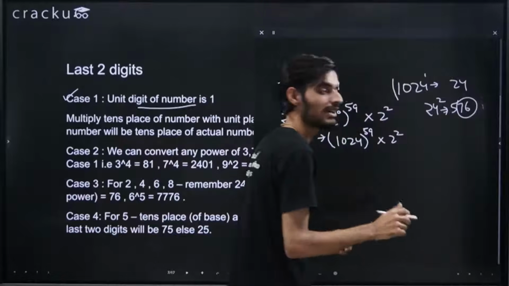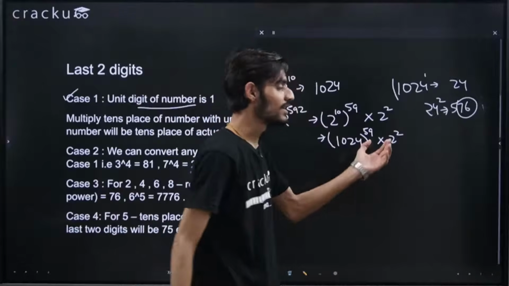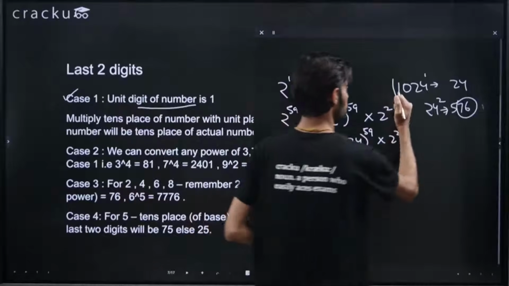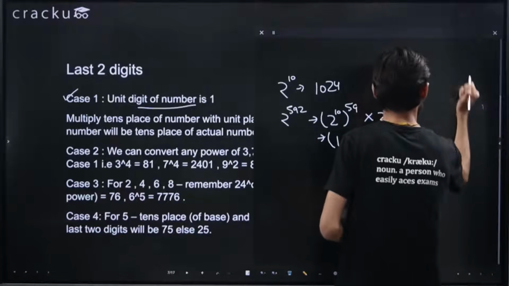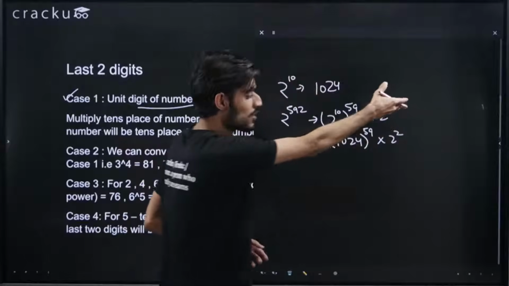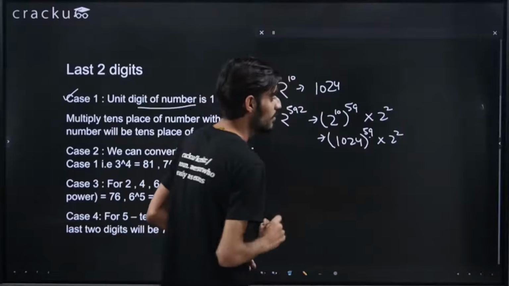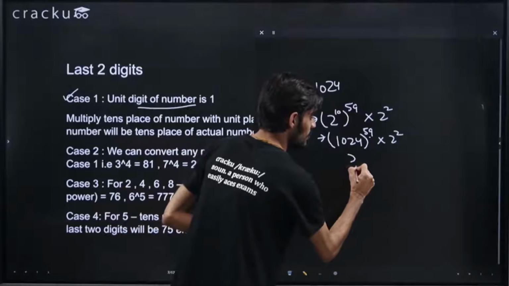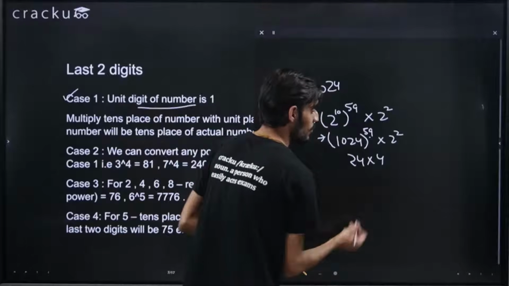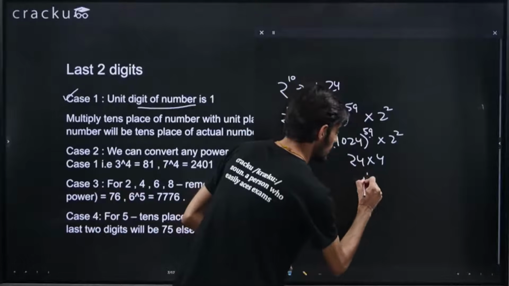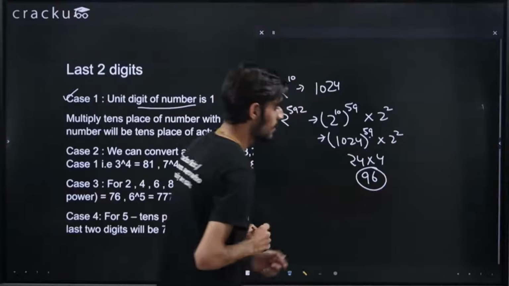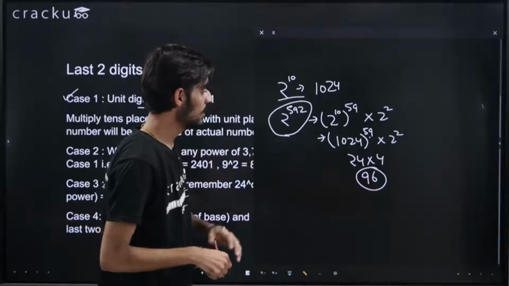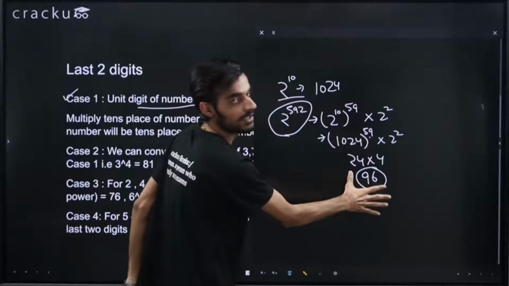You can check it by taking a few values, and of course you will be starting with some smallest value so that you are not left with calculating larger values. So I think you can remember that, or you can do them in calculation also. Because this is an odd number, 1024 raised to power odd number will be 24 only. So this will be 24 multiplied by 4. This will come out to be 96. So the last 2 digits of this number, that is 2 raised to power 592, will be 96.